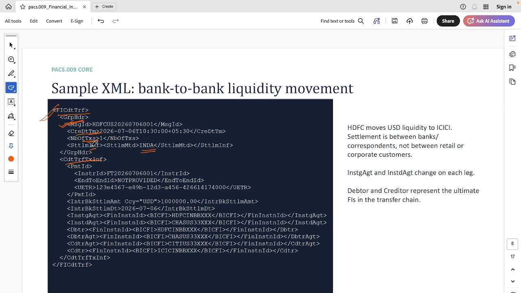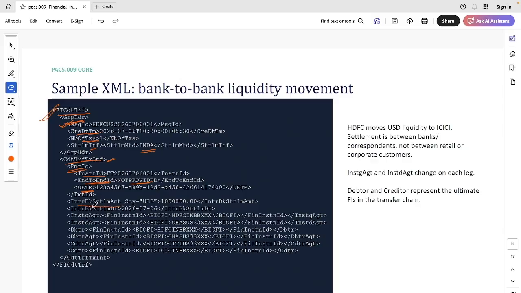Then we move to the credit transfer transaction information block. Inside this block, we see the payment identification, payment ID. Then inside it we have instruction ID, and then end-to-end ID. In an FI to FI transfer, sometimes end-to-end ID may not carry a meaningful customer level reference. So in this case, NOTPROVIDED may be used depending on the rules and implementation. Then we have UETR. UETR basically stands for unique end-to-end transaction reference. This is very important for tracking the payment throughout its life cycle.